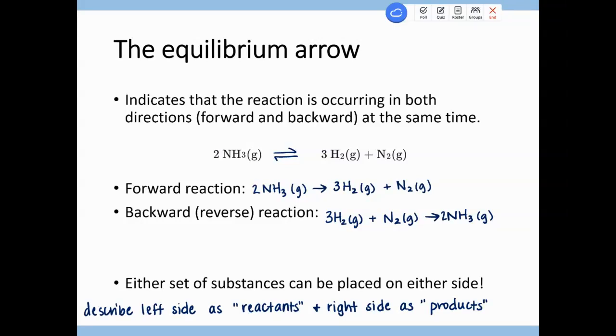Okay, so you can switch the sides of where you have reactant and product, but then that will describe them differently, right? We always have forward reaction left to right.